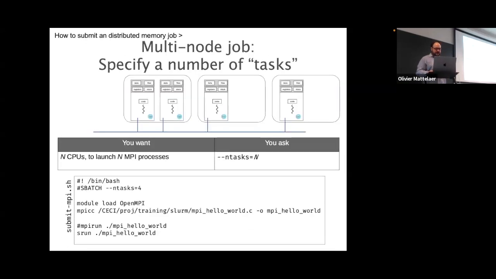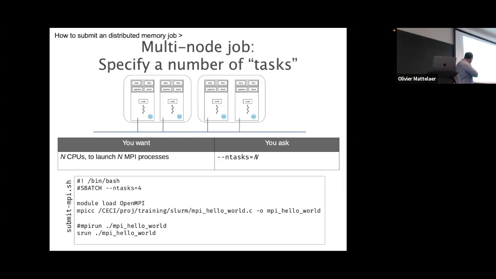So where was I? Here is another example with MPI, where I ask exactly the same thing, ntasks equal 4, but for some reason Slurm allocated 2 on the same node and 2 on another. So if you request 4 tasks, you can either have 4 tasks on the same node, 1 task on each of 4 nodes, or any combination that leads to having 4 tasks, if you don't specify anything.